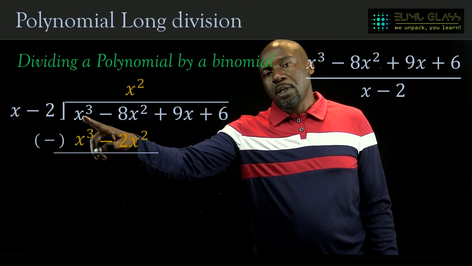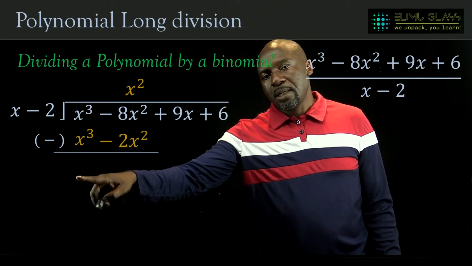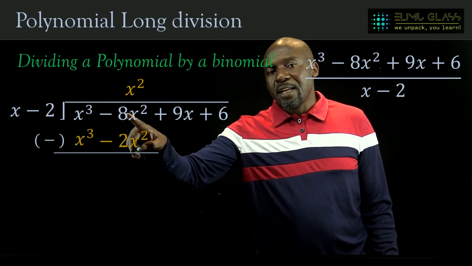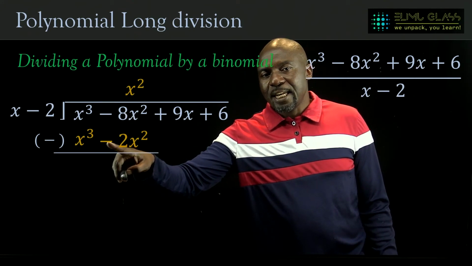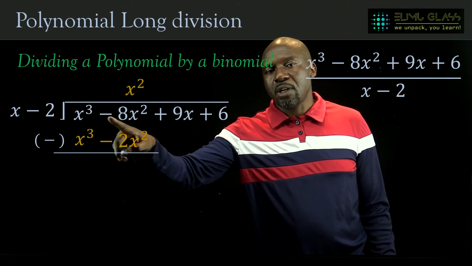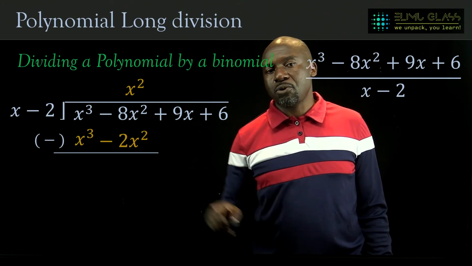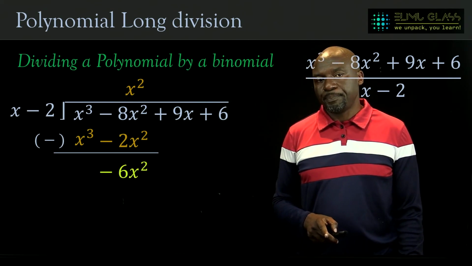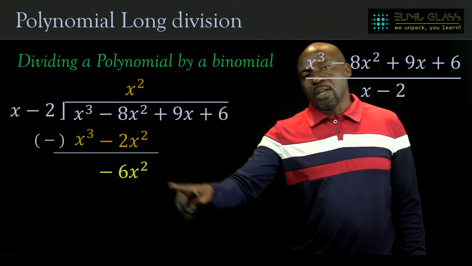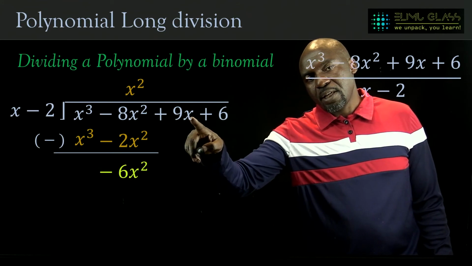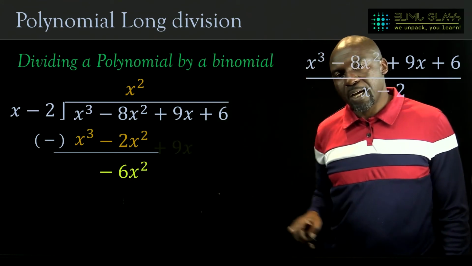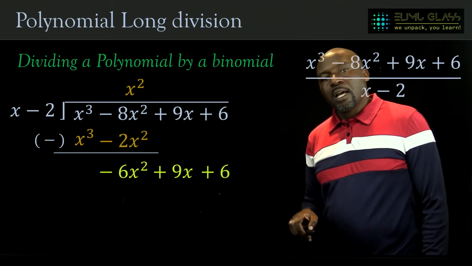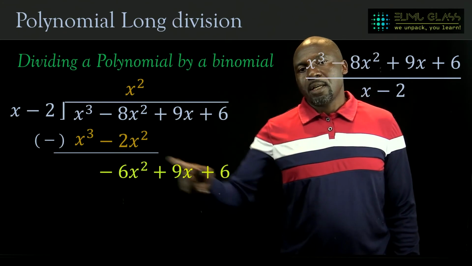So x power 3 minus x power 3 disappears, that's 0. But negative 8x squared minus negative 2x squared is actually minus 8x squared plus 2x squared, which gives me negative 6x squared. Okay, and once I've done subtracted, then I bring these ones down. So I bring that down, and then I repeat the process.